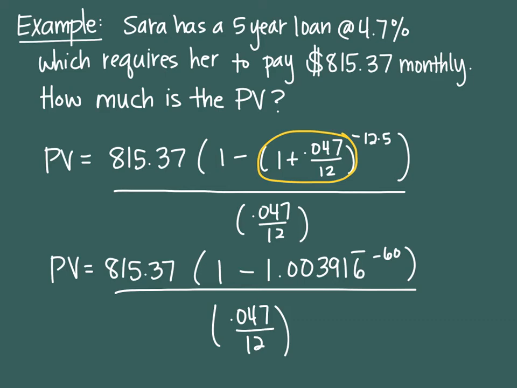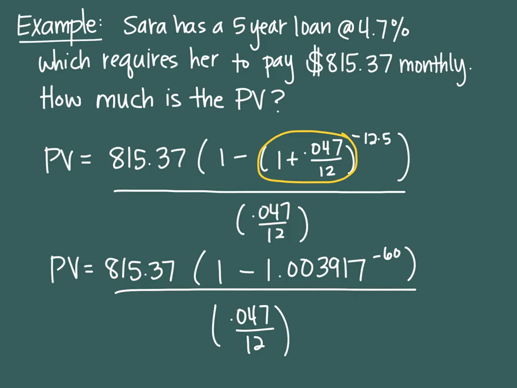We're going to round that 6 repeating. Let's make it a 7, since 6 repeating would be rounded to 7, so we're going to do that. So 1 minus 1.003917 to the negative 60, that should all be in parentheses. The 815.37 should be not in parentheses, and then divided by 0.047 over 12, which also should be in parentheses. So type it exactly as you see it.